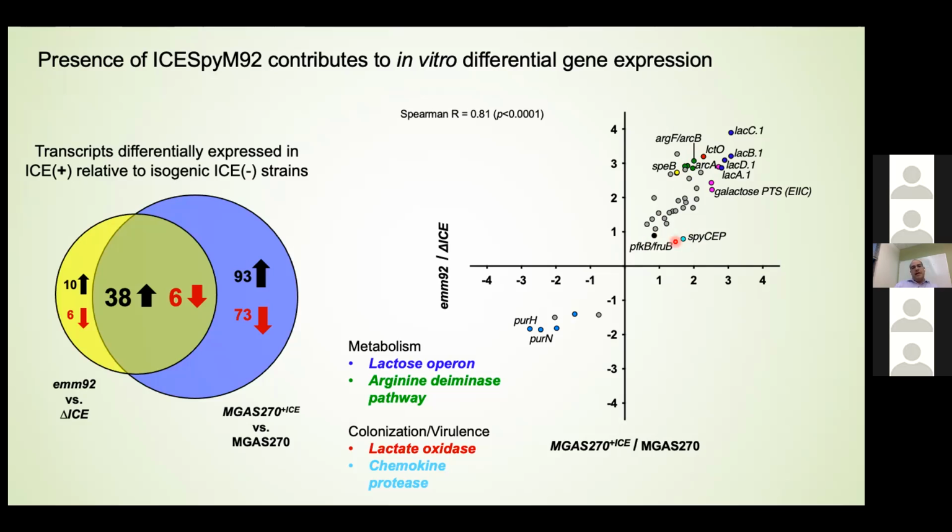We also wanted to look at, given the difference in the number of genes differentially expressed in both backgrounds, as well as the phenotypic difference between the contemporary M92 and the historical MGAS270 background, whether there was a contribution from chromosomally encoded gene content to this phenotype and to the differential gene expression.